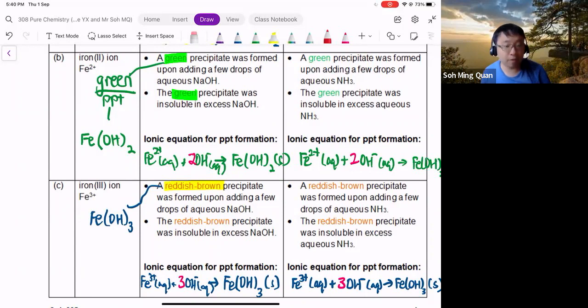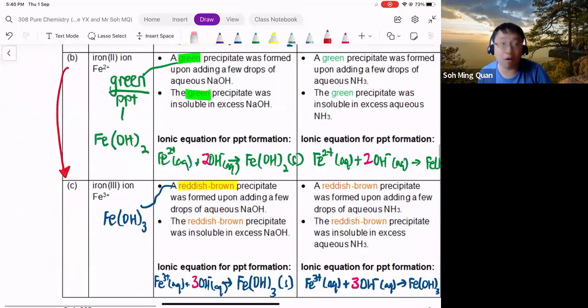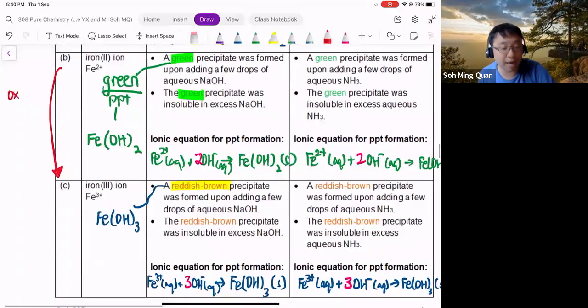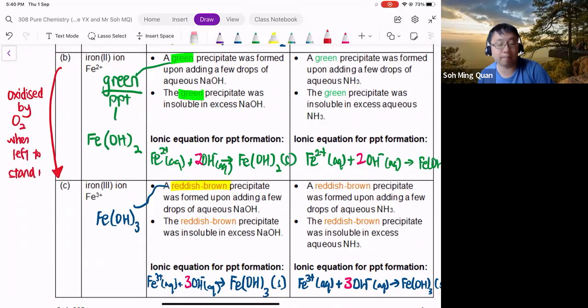All right, Ken? So let's maybe write it down later. Iron 2 to iron 3 can be oxidized by oxygen in the air. So it's oxidized by oxygen when left to stand or left exposed in air.